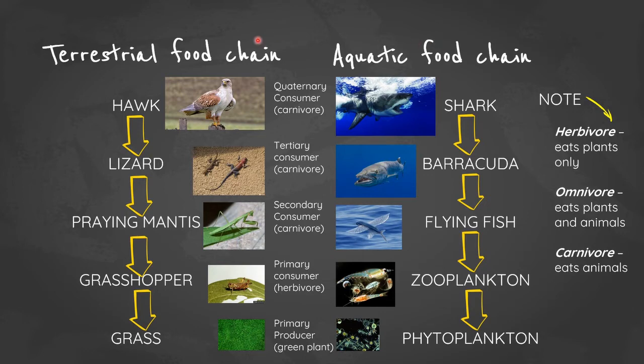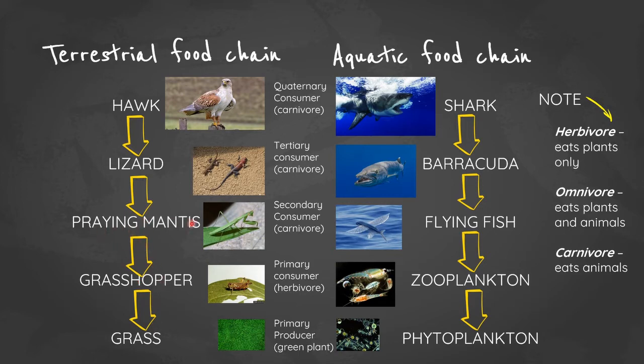So we're going to look at some examples of food chains. This is a terrestrial food chain on the left, meaning a food chain on land. And this is an aquatic food chain, meaning a food chain in a water body. At the bottom of the food chain, you can see that there is grass, which is the primary producer. The grasshoppers feed on the grass, and so they are called the primary consumer. It's important to note that the grasshopper is a herbivore because it feeds on grass, it feeds on plants.